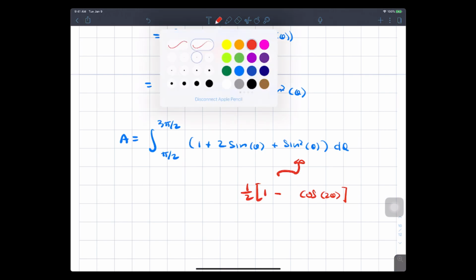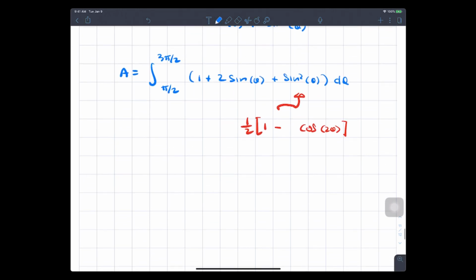Altogether, doing the algebra for what's under your integral, we have 1 plus 2 sine theta. I'm going to distribute here: plus 1/2 minus 1/2 cosine 2 theta. And then 1 plus 1/2 gives me 3/2 plus 2 sine theta minus 1/2 cosine of 2 theta.